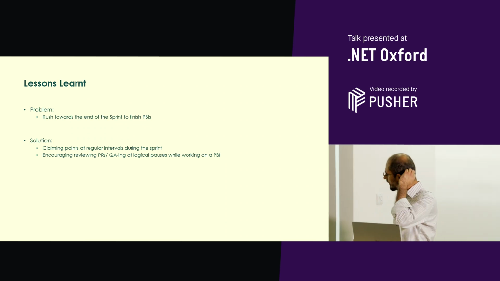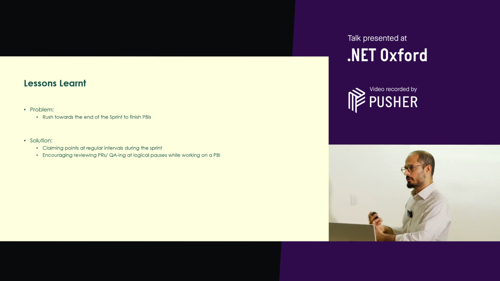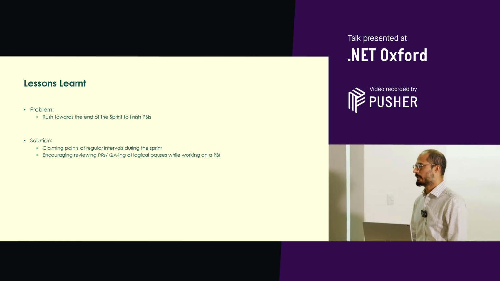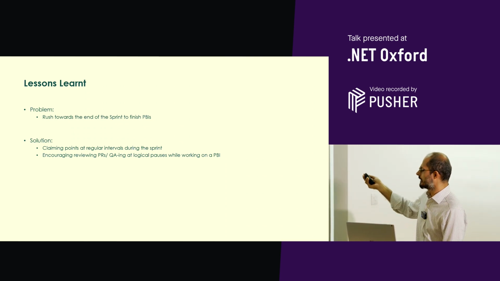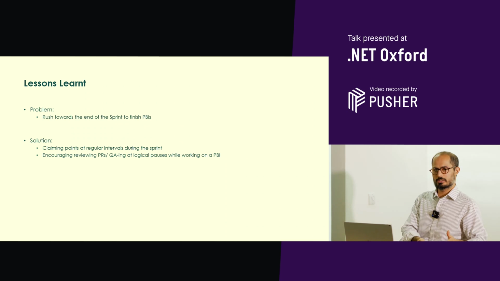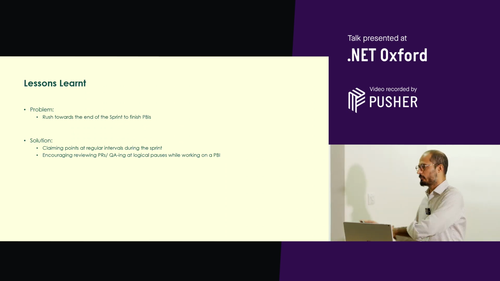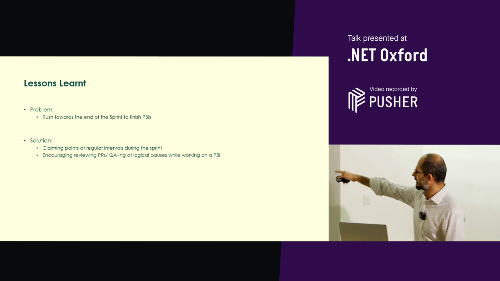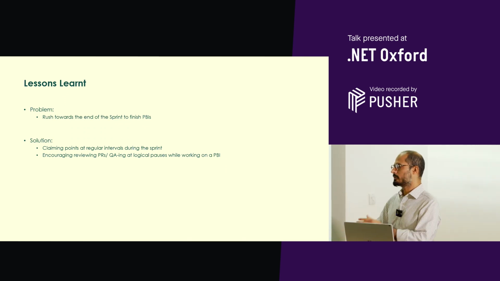The one after that is, okay, now we are starting to claim points, but then there is a rush towards the end where we are trying to claim more points. QA resource is essentially a bottleneck at that point. They have nothing to do at the start of the sprint, but at the end of the sprint, everyone wants to get their PBIs QA'd and done. So in order to change that, essentially we said encouraging people to claim points at regular intervals.